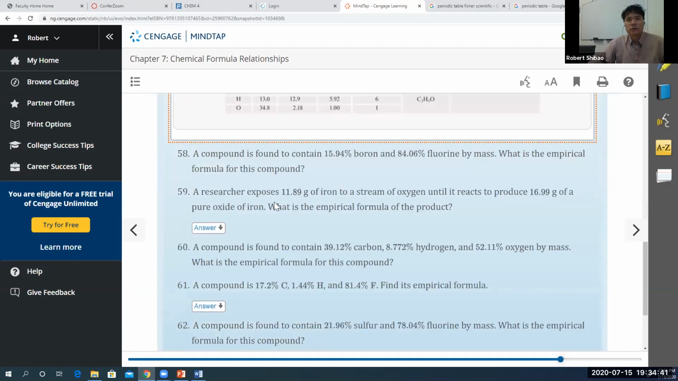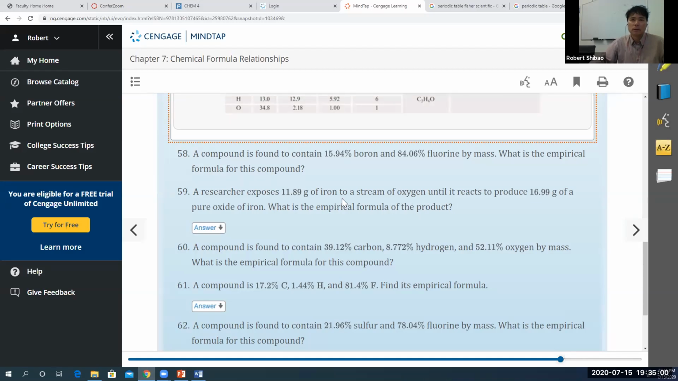A researcher exposes 11.89 grams of iron to a stream of oxygen until it reacts to produce 16.99 grams of a pure oxide of iron. What is the empirical formula of the product?